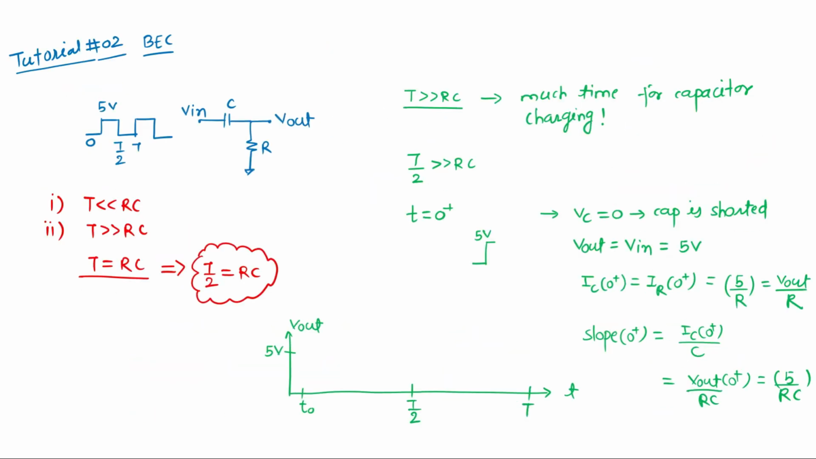So simply we can plot for this case like this. If this is my V out, it is 5 volt, then it comes down faster to 0. Let's say this is my T by 2. What is happening at T by 2? At T by 2, my input is removed, or input is made 0. So whatever charge is stored by the capacitor will be discharged, and at the same moment my V out will be a negative value.